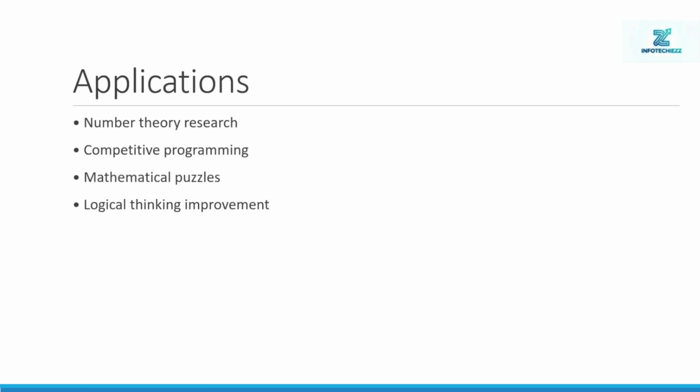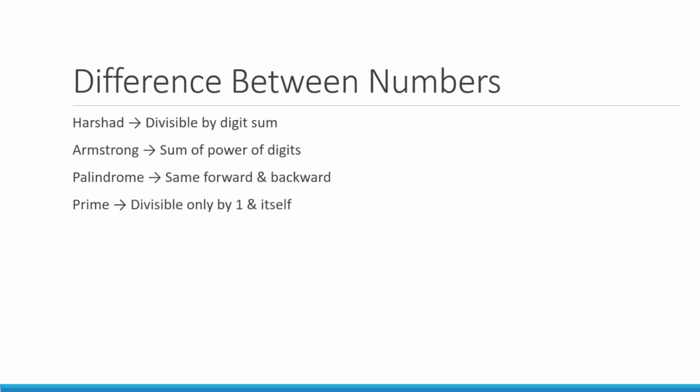You have seen Armstrong number, palindrome number, prime number, right? So as a student or as a beginner, you have so many confusions. Why do we have so many numbers? For that, remember the difference between numbers. Students sometimes get confused with the Armstrong number, Harshad, palindrome, and prime, because they are all similar, with only slight changes. So here is our key point.